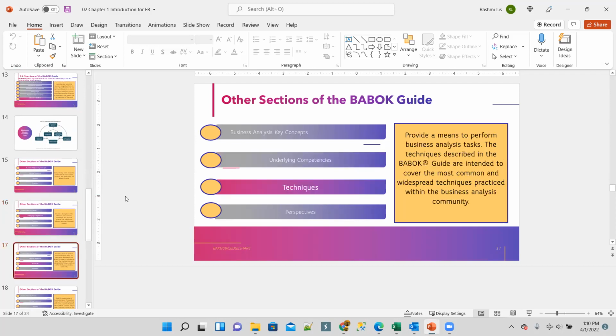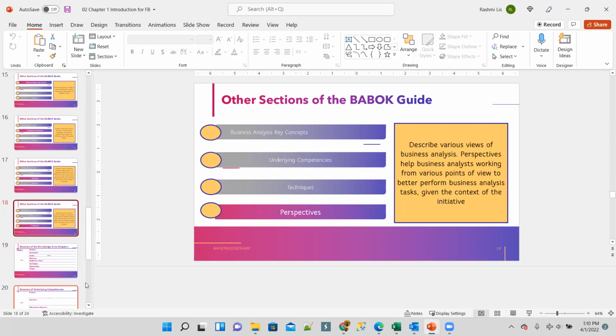Techniques provides a means to perform business analysis tasks. The techniques described in the BABOK guide are intended to cover the most common and widespread techniques practiced within the business analysis community. And perspectives describe various views of business analysis. So we mentioned business process management, we mentioned BI, and how do those perspectives help BAs work in order to achieve certain changes.